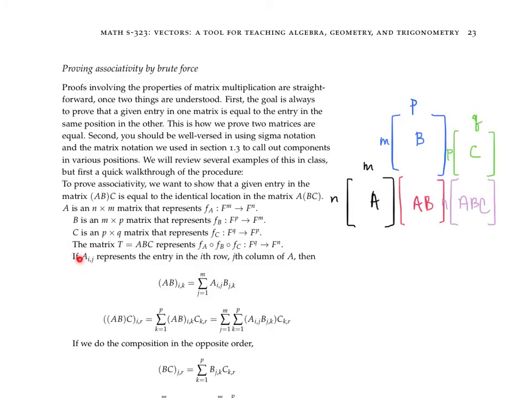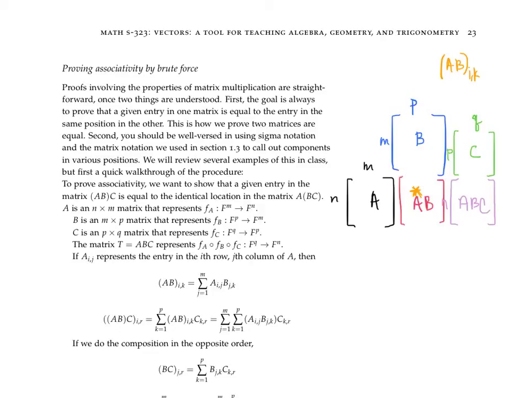If A(i, j) is the entry in the ith row and the jth column of A, then we can express the product AB(i, k). So that means the entry in the ith row and kth column of AB, let's just pick an arbitrary place for that to be. So that location is the entry in the ith row and kth column of AB.